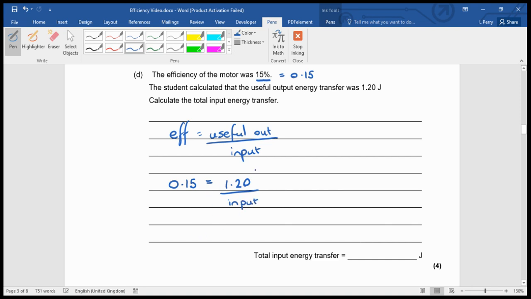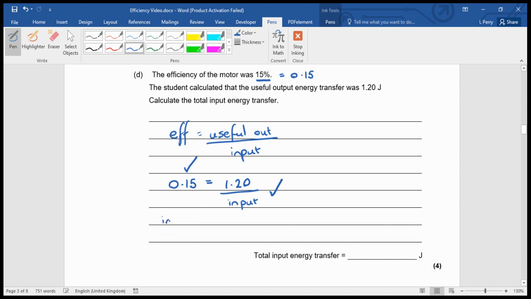Now I've got a mark here already. I've actually got 2 marks. I've got 1 mark for turning that into a decimal, 1 mark for writing out my calculation. Now I need to rearrange my equation to make input the subject. Input can't be the subject when it's on the bottom of a divide. So I'm going to times both sides by input.